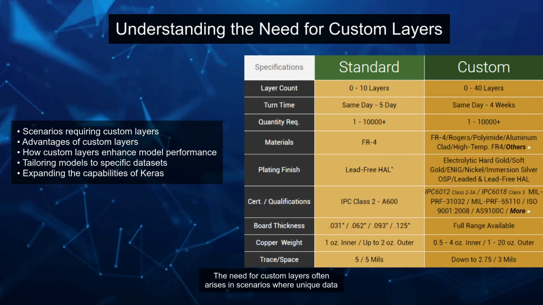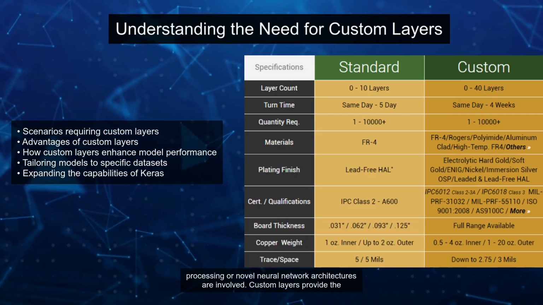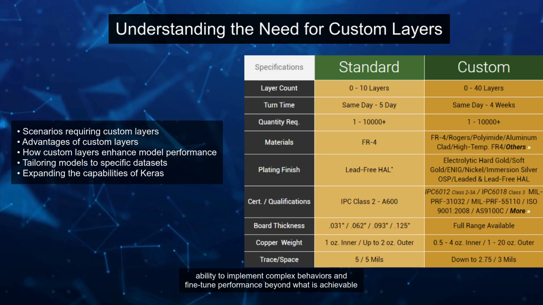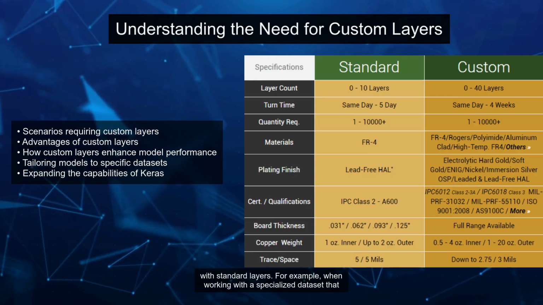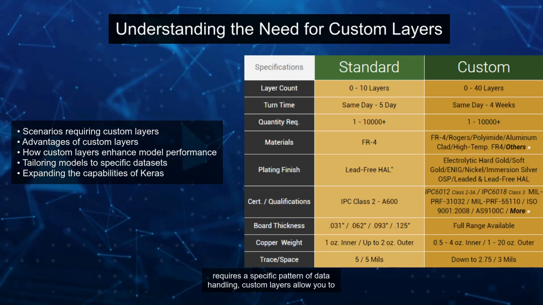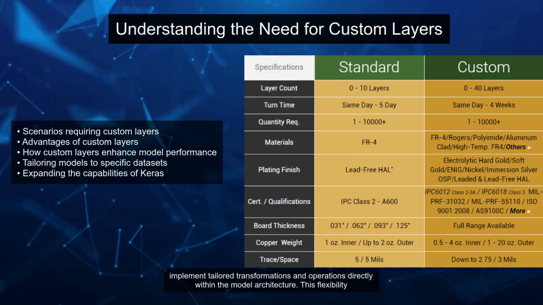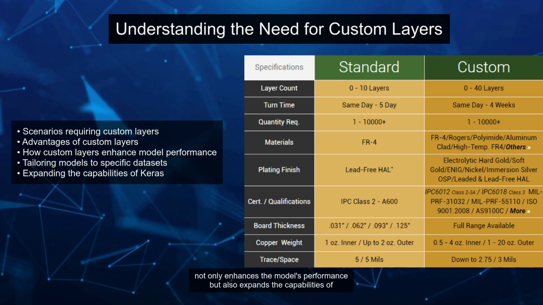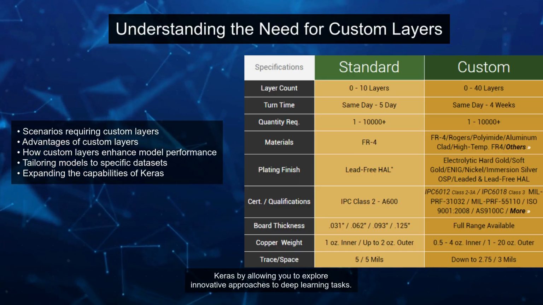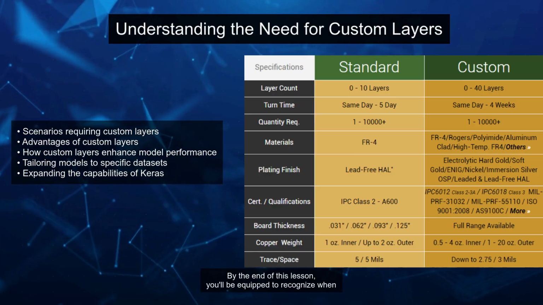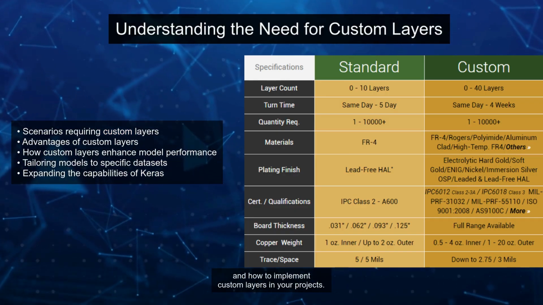The need for custom layers often arises in scenarios where unique data processing or novel neural network architectures are involved. Custom layers provide the ability to implement complex behaviors and fine-tune performance beyond what is achievable with standard layers. For example, when working with a specialized dataset that requires a specific pattern of data handling, custom layers allow you to implement tailored transformations and operations directly within the model architecture. This flexibility not only enhances the model's performance but also expands the capabilities of Keras by allowing you to explore innovative approaches to deep learning tasks.